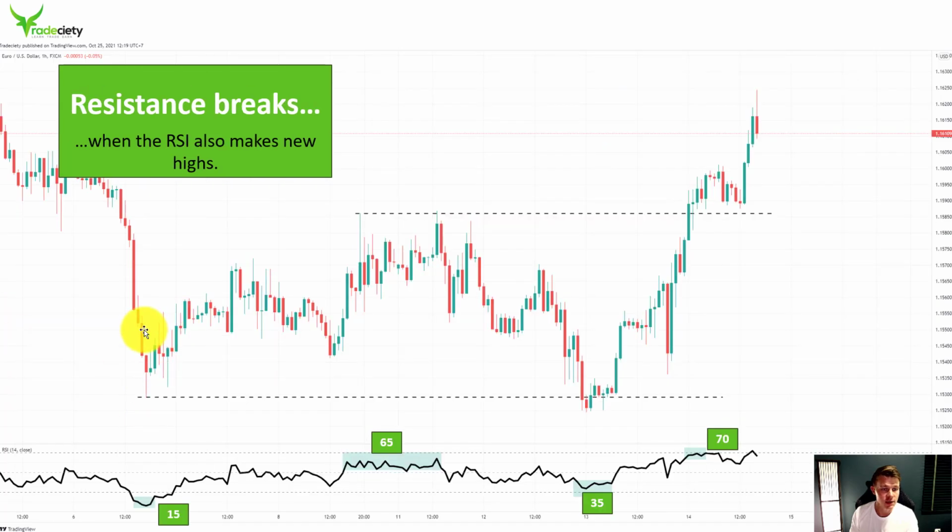Here is another very interesting case study. So on the left, the market was here in a downtrend. And at the bottom of the downtrend, the RSI made a low of 15, which is a very bearish setup and signal. And the market came back to this level a second time, tried to actually break out, but the RSI was at 35, so significantly higher.